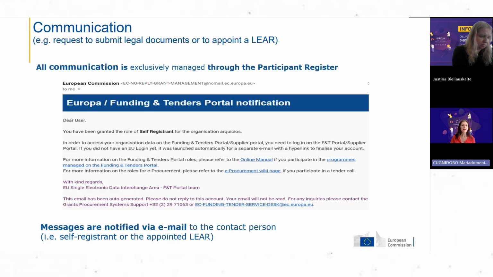And here we have an important piece of information, because I wanted to inform you that the communication with you, with your services, is done exclusively via the participant register. In fact, every time that in the validation service we want to get in touch with the organizations, we send a message, and there is a notification that you will receive via email that looks like this screenshot here. This notification will reach the self-registrant in case of non-valid PIC, or the LEAR in case of valid PIC.